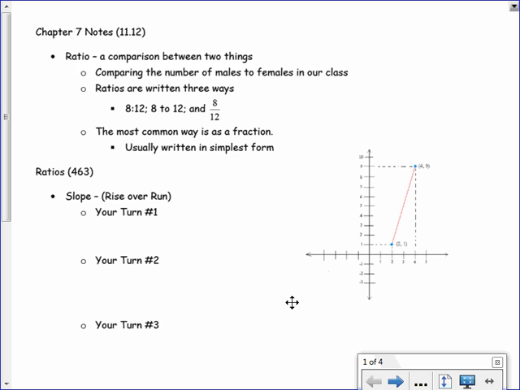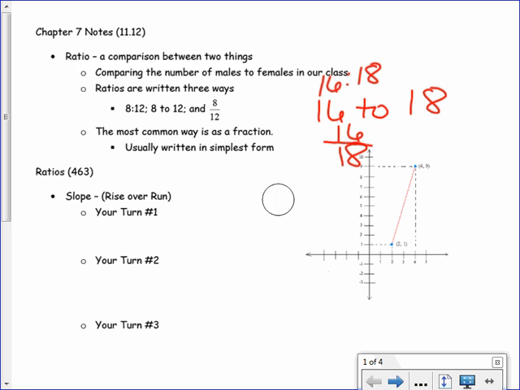So you can write those three ways. You can write it, like we were saying, males to females, and we had 16 to 18, then that would be the ratio. You can write it with the words, 16 to 18, and you can write it as a fraction, 16 to 18, and then usually the fraction would be written in simplest form. And it's the most common way that you will see it.